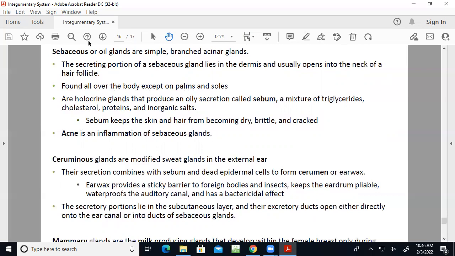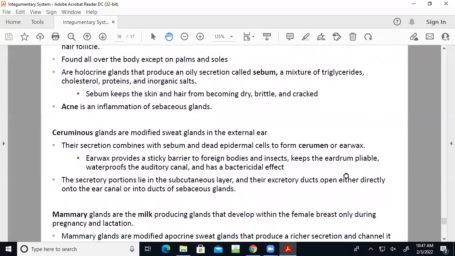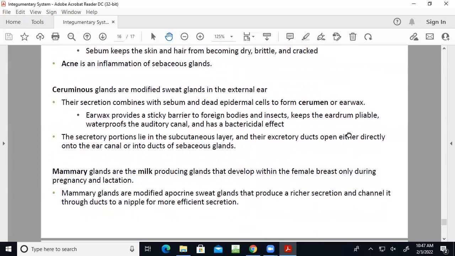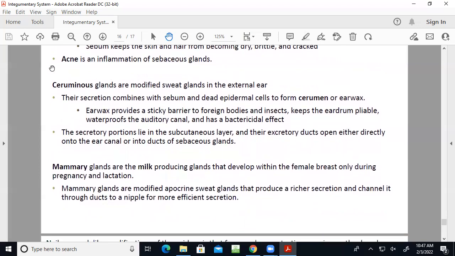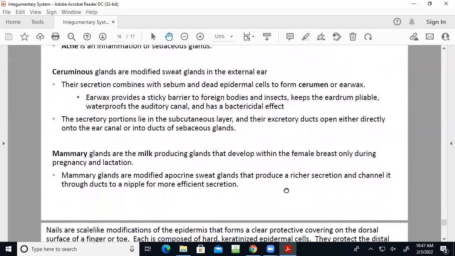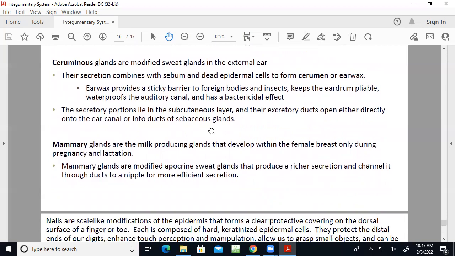Okay, and these are glands associated with our hair. They produce an oily secretion called sebum, just a fancy word for oil, a mixture of triglycerides, which is a form of fats, cholesterol, proteins, and inorganic salts. The function of sebum is to keep your skin and hair from becoming dry, brittle, and cracked. And very common for this to become inflamed or infected and lead to what's called acne, which we've all experienced, commonly called pimples and zits.